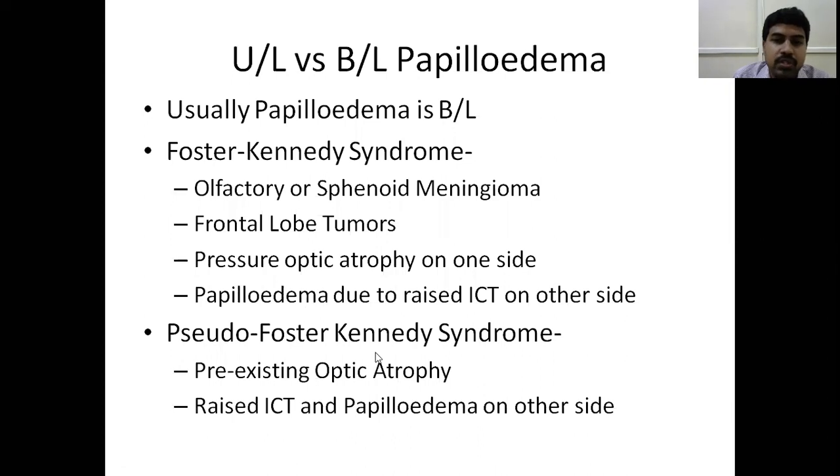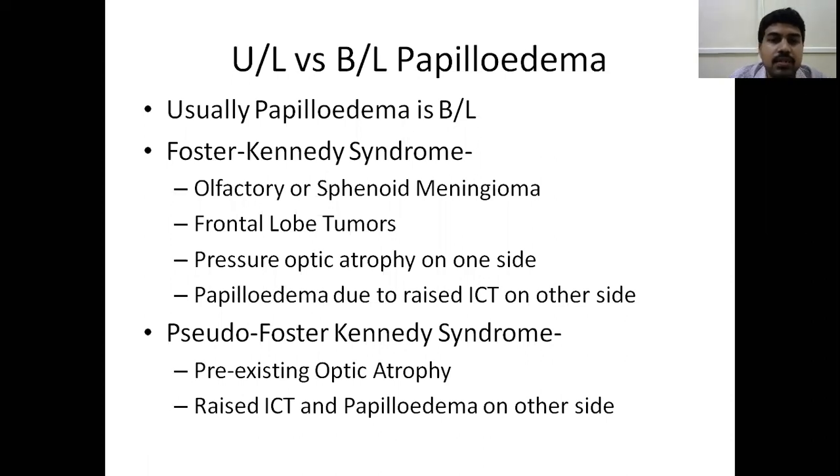Then what is pseudo Foster-Kennedy syndrome? There is already an optic atrophy due to some other cause, due to some trauma, due to some AON, or due to some Leber's optic neuropathy or some other condition. There is already an optic atrophy in one eye. So there is raised ICT due to some other cause and it causes papilledema on the other healthy side. That is known as pseudo Foster-Kennedy syndrome.